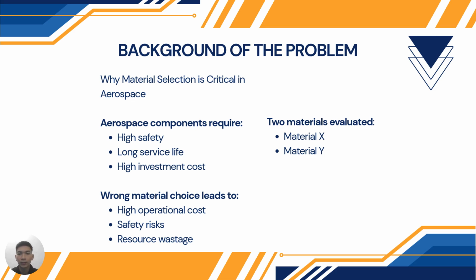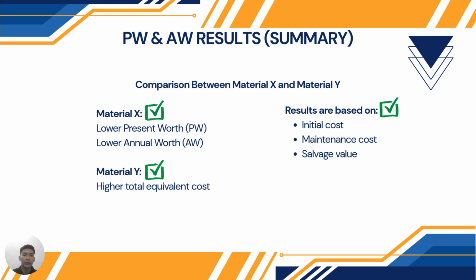For the background, in aerospace engineering, material selection is an extremely critical part because it affects cost, safety, performance, and sustainability. So in this assignment, two materials were evaluated, material X and material Y, and both materials have different initial costs, annual maintenance costs, and long-term economic impact. So this is the PW and AW result, which we can go through after this.